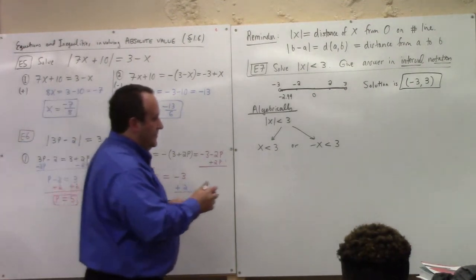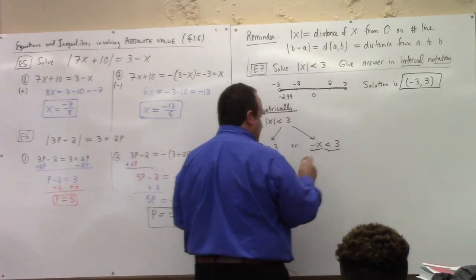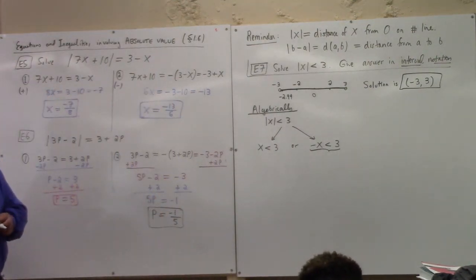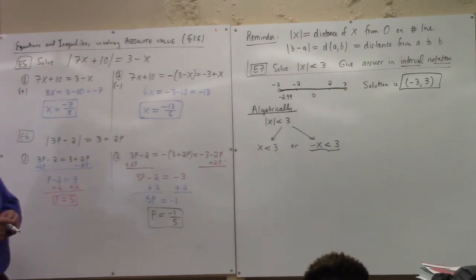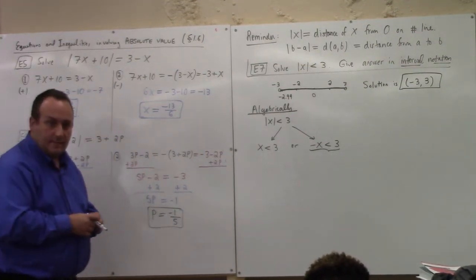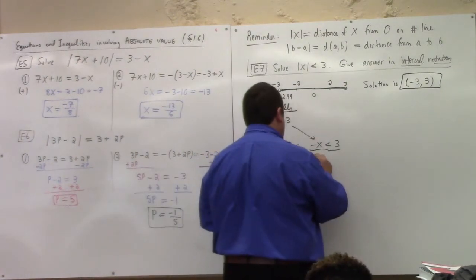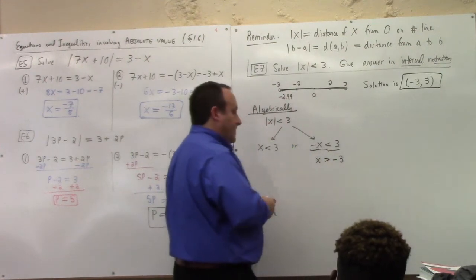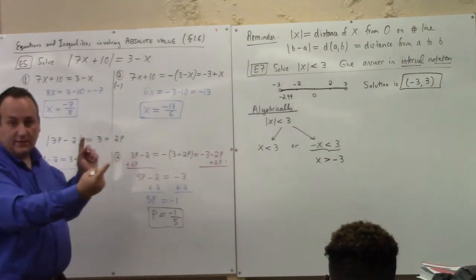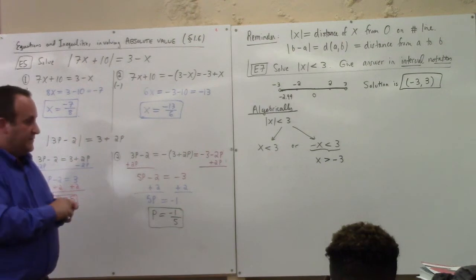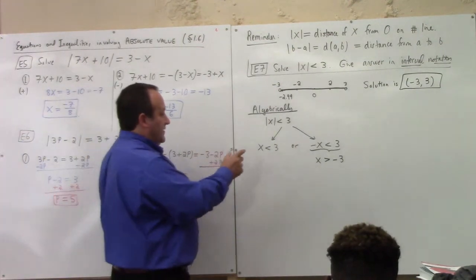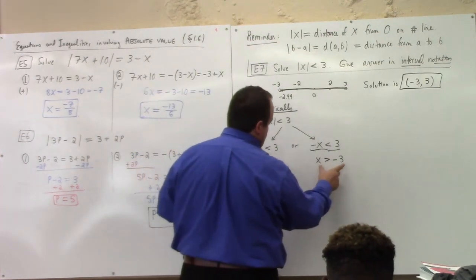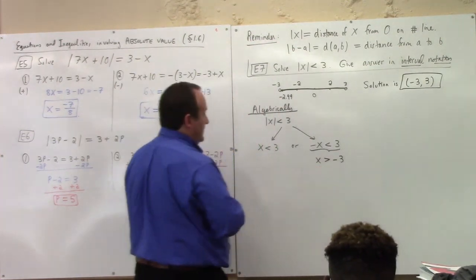How about this, though? How do we simplify this inequality? How about multiply by -1, right? So x is greater than -3. Because when I multiply by -1, the inequality has to flip. So we have x is less than 3, right? Or we also have x is greater than -3.